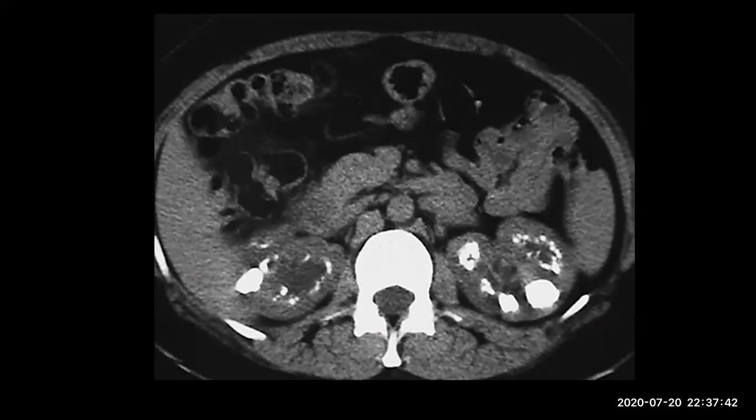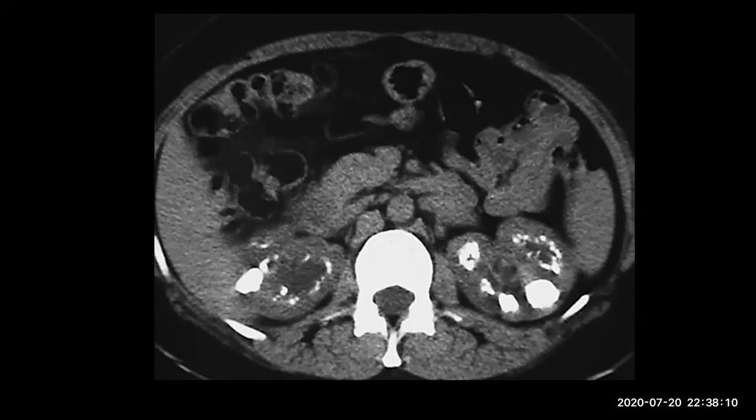What is the finding? Axial CT scan, native study, showing bilateral multiple areas of calcification occupying the medullary pyramids. Medullary nephrocalcinosis.